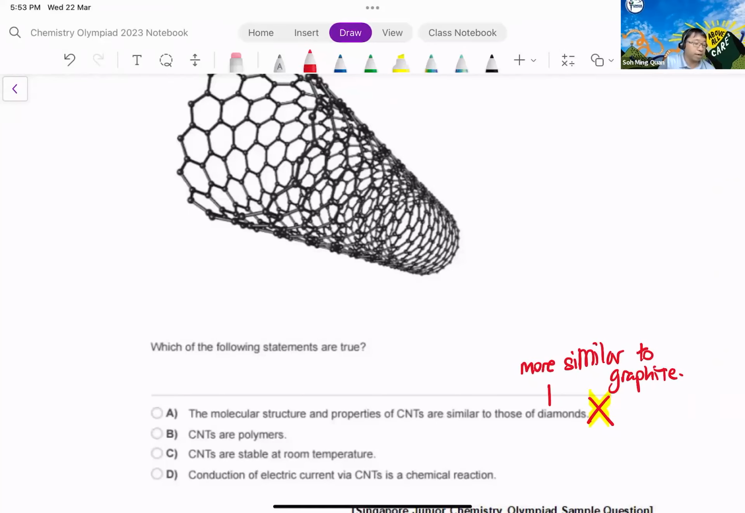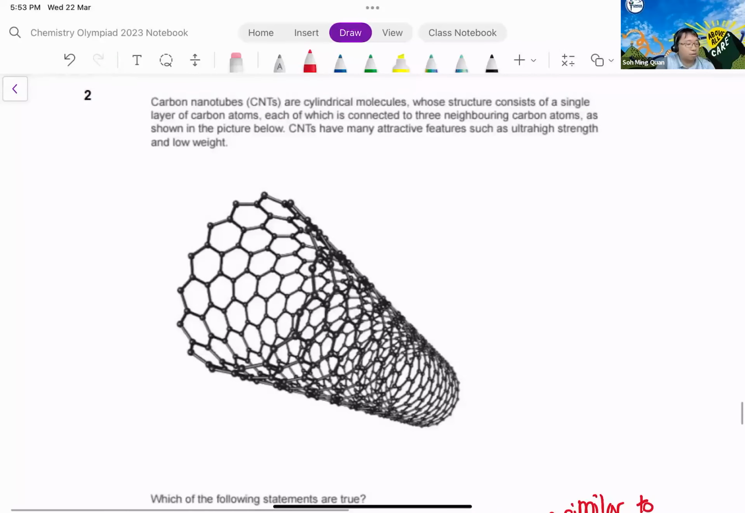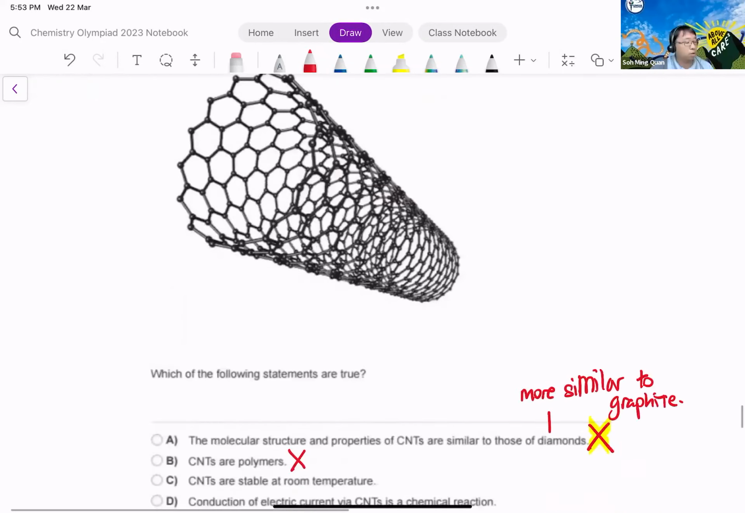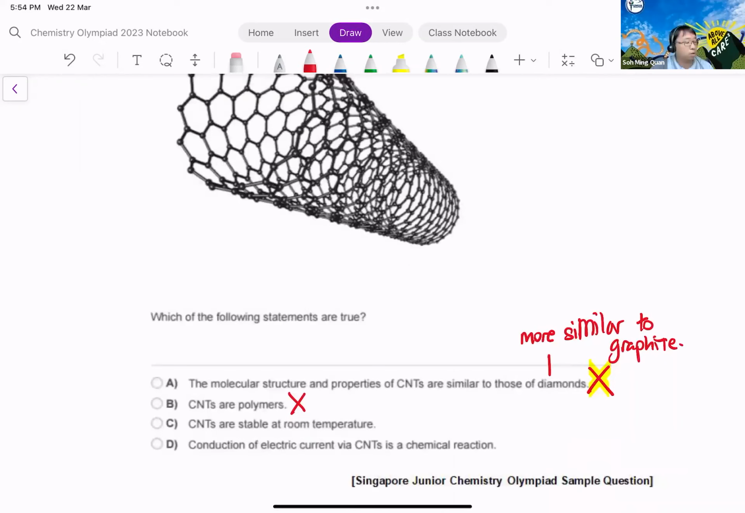Next, CNT are polymers. Now, this one you haven't learned, but it's wrong. CNT are not polymers. Polymers means you start with small molecules and join them together to form a big molecule. But you didn't start with small molecules, you started with atoms. It's made of atoms, so it's not a polymer. Next, CNTs are stable at room temperature. This sounds reasonable, sounds plausible, right? But let's look at the last one. Conduction of electric current via CNTs is a chemical reaction.